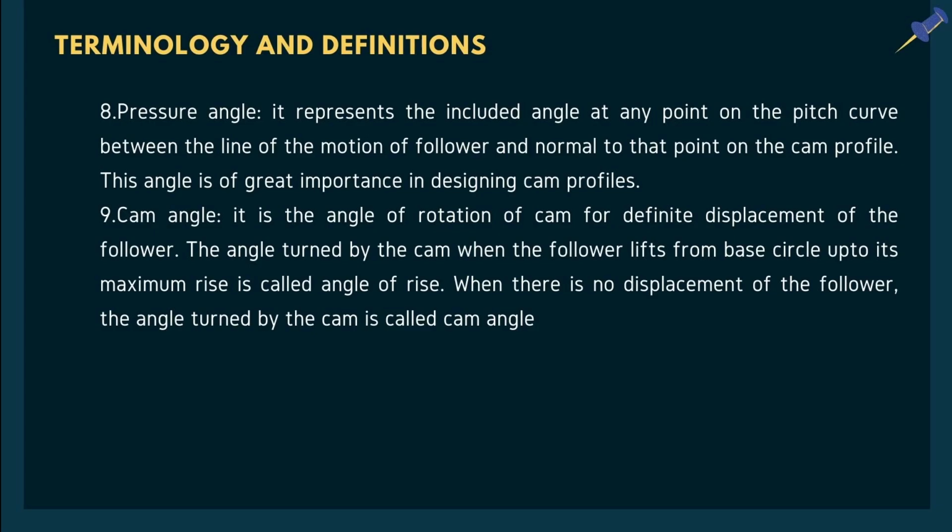Now the last one is cam angle. What is cam angle? It is the angle of rotation of the cam for definite displacement of the follower. The angle turned by the cam when the follower lifts from the base circle up to its maximum rise is called the angle of rise. When there is no displacement of the follower, the angle turned by the cam is called the dwell angle.